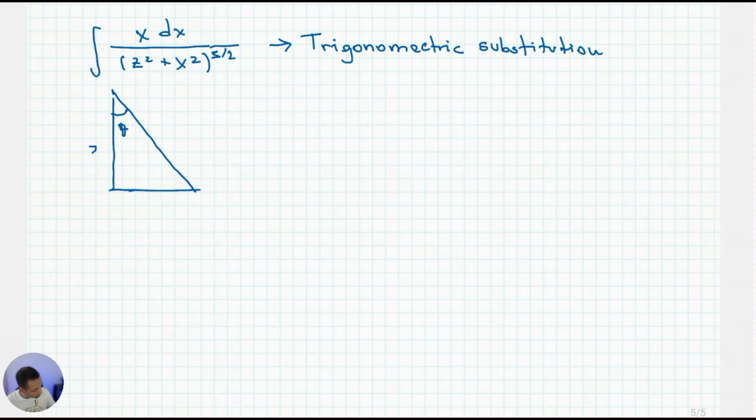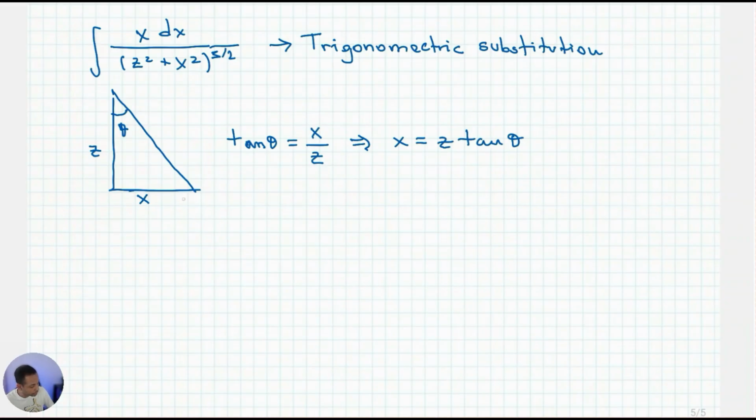This is z, and according to this triangle, we will have the tangent of theta. Tangent of theta is equal to the opposite side, that is x, divided by the adjacent side, that is z. We will then have that x is equal to z tangent of theta. And why do we do this kind of substitution?